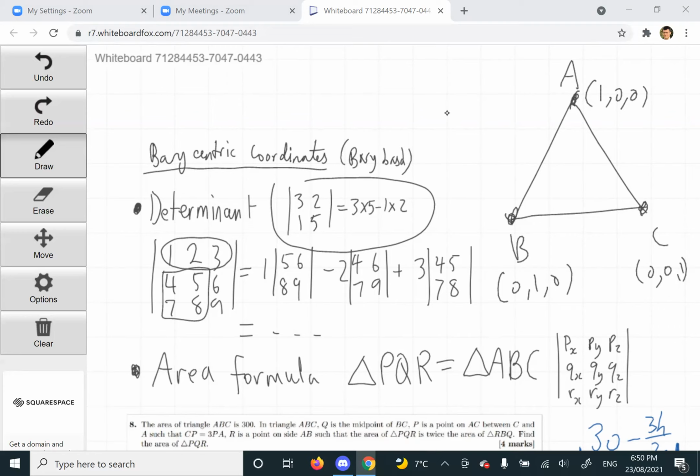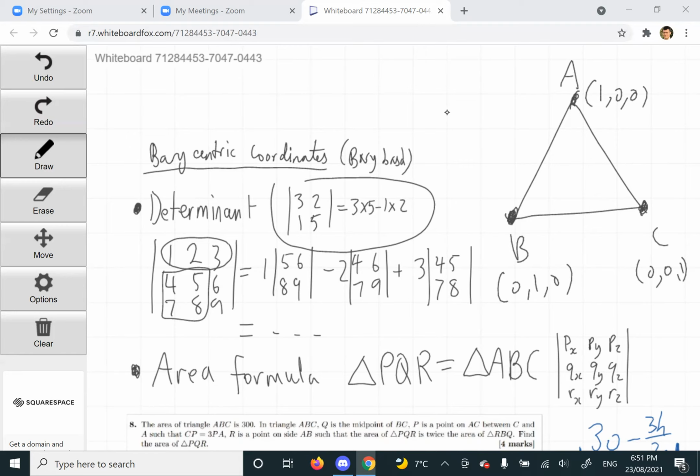It's barycentric coordinates. They basically mean where your point is if it's the center of mass of certain weights at vertices of the triangle. So if you put 0 weights at B and C and put something at A, then the center of mass will be at A. That's why A is 1, 0, 0.